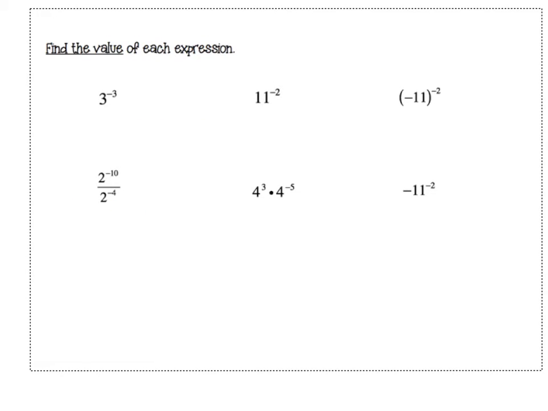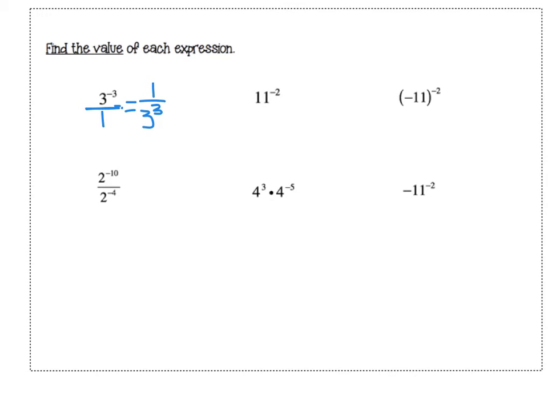In this next set of problems, we're going to find the value of each expression. So the first step would be to write it exponentially, and then after that, we're going to actually find the value of it. If I have 3 to the negative 3rd power, the first thing I want to do is rewrite that with my exponent in the denominator as a positive 3. So 3 to the negative 3rd power would be written as 1 over 3 to the positive 3rd. So that's how we would write it exponentially.